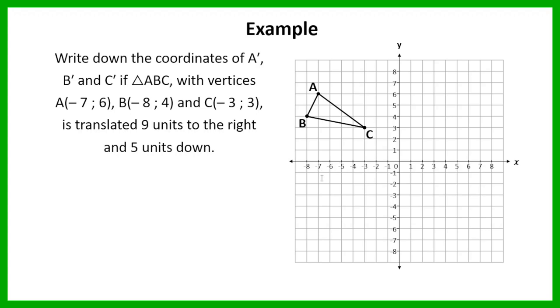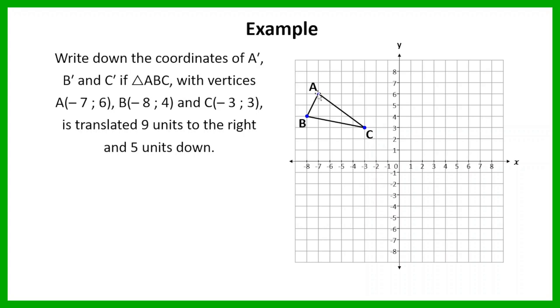Now we need to translate it 9 units to the right and 5 units down. So I need to do that with each of the points. Okay, because remember, when you're translating a shape on the Cartesian plane, you can translate each point with the same translation, and then the whole shape will end up being translated.